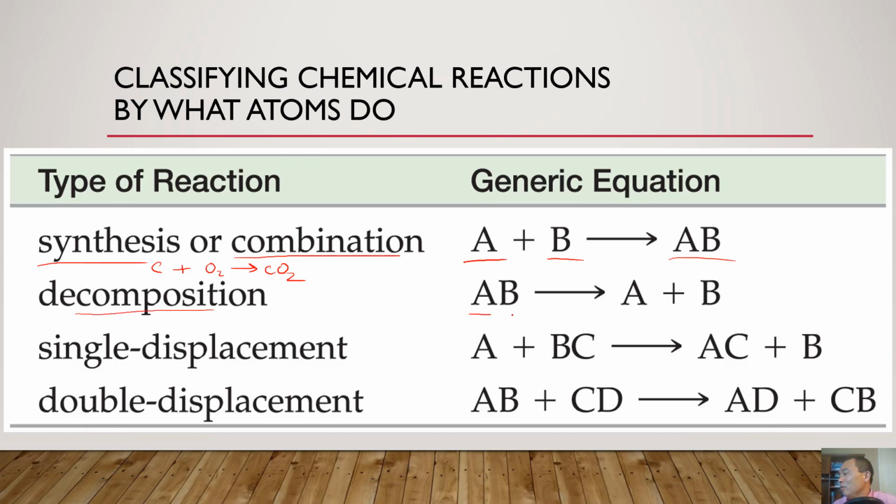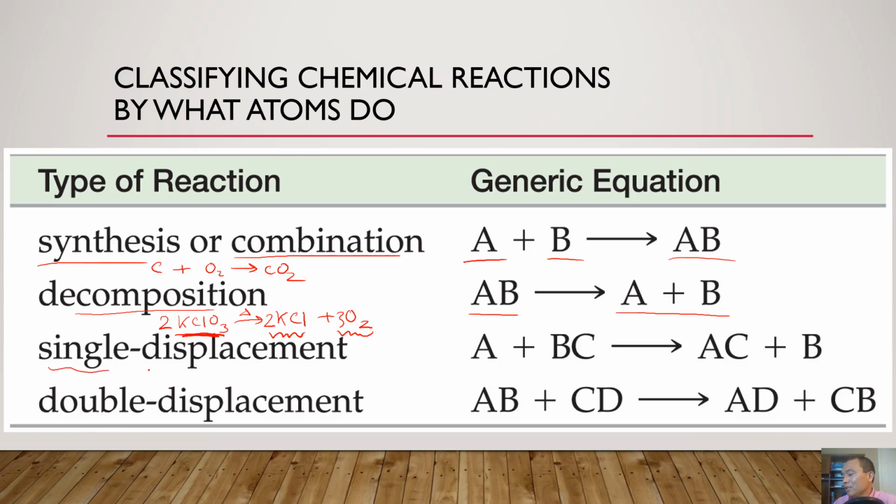Decomposition, which means you have one compound decomposing into two or more. For example, you have calcium chloride. When you heat it up, this triangle means heat, it gives you calcium chloride and oxygen. If you balance this reaction, remember it's one compound being converted into two different substances. So that's called a decomposition reaction.